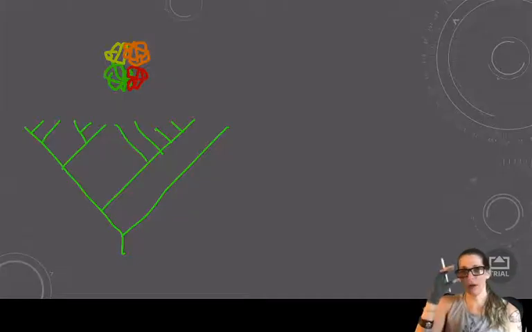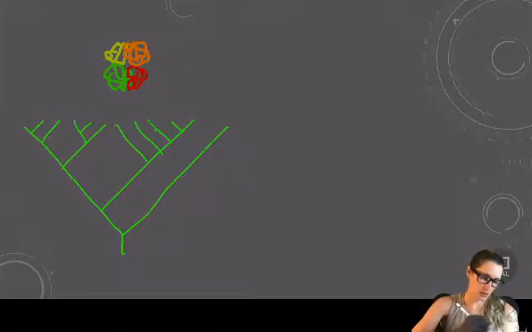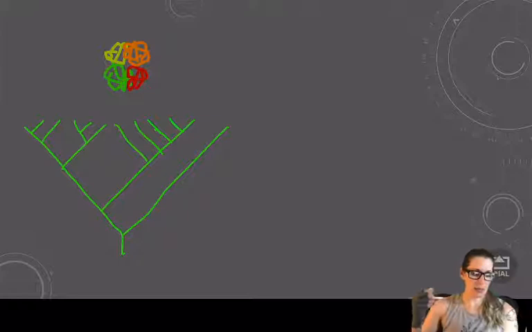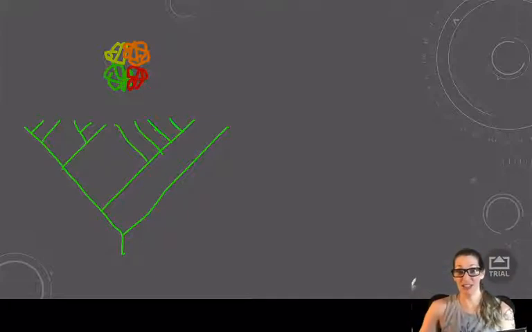An example of duplication leading to different genes and contributing to evolutionary change is hemoglobin.